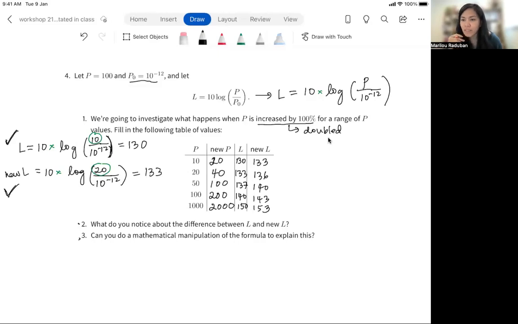So where 20 came from, yes, it's because you doubled P. An increase by 100% means that you double P. And so when P is equal to 10, the new P will be 20. So yes, you're right, Hannah. So that's what you put in the equation for new L. For the equation for new L, you put the value of the new P, which is double the old P.